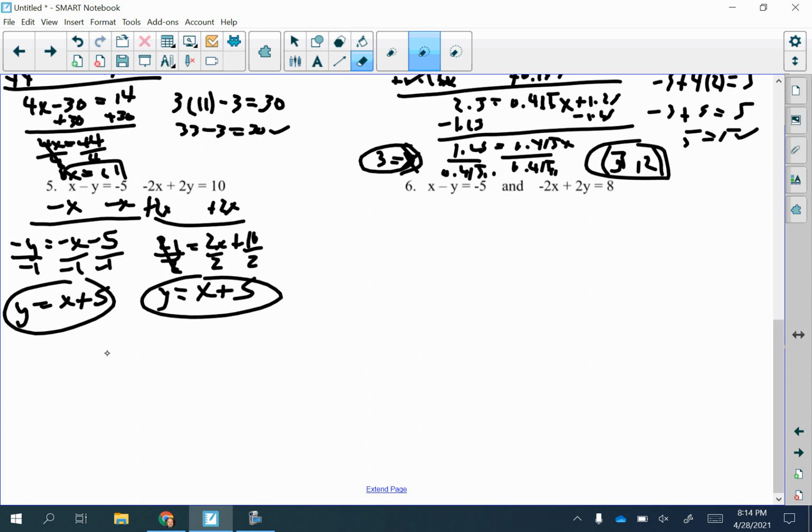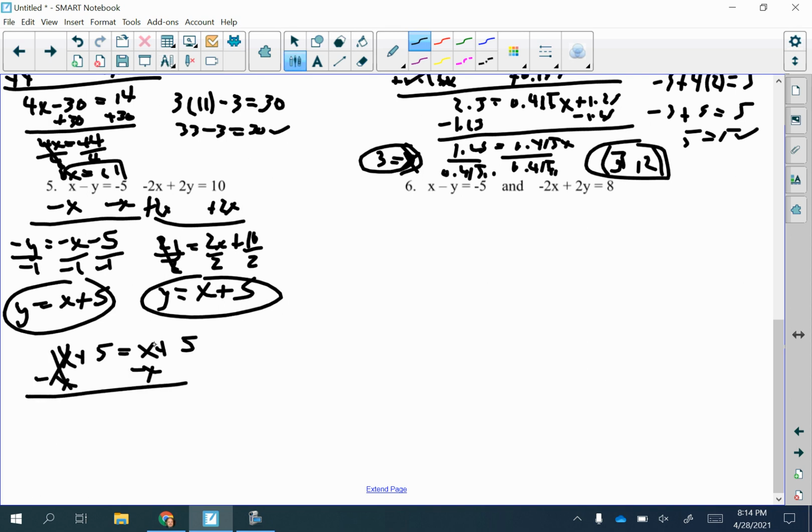If I continue this and I set both equations equal to each other, watch what happens. If I subtract an x from both sides, my x's cancel out. And I'm left with 5 equals 5. And when you're left with that, and that's a true statement, we call that an identity, which means you have infinitely many solutions. Okay?